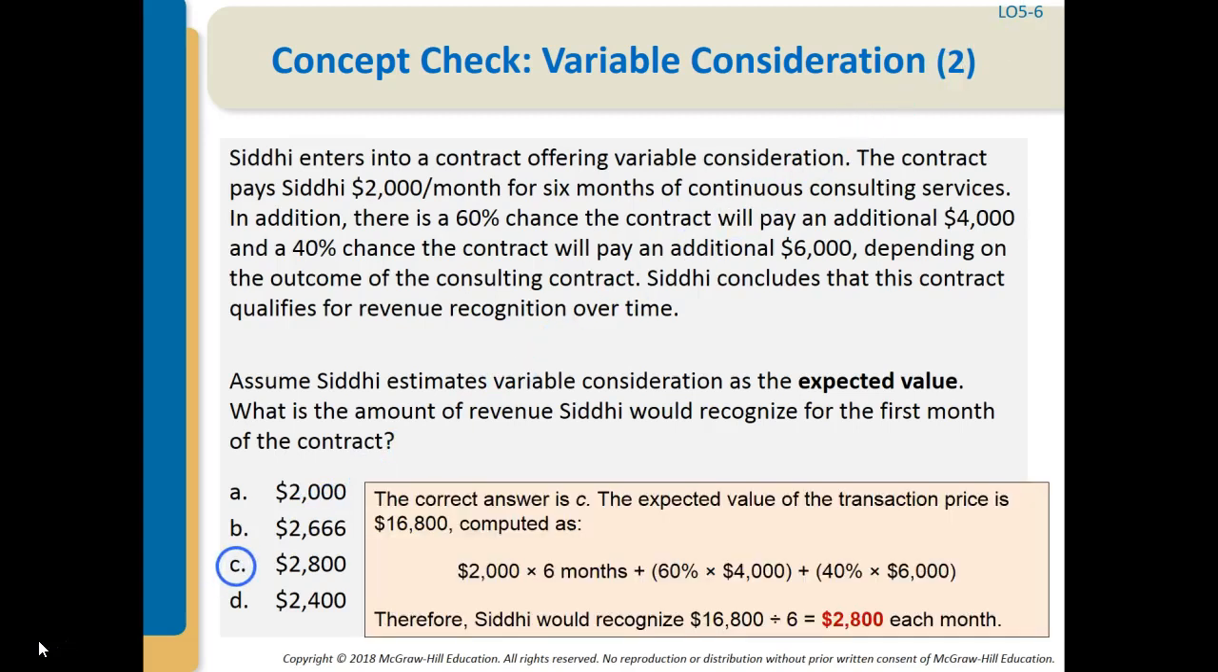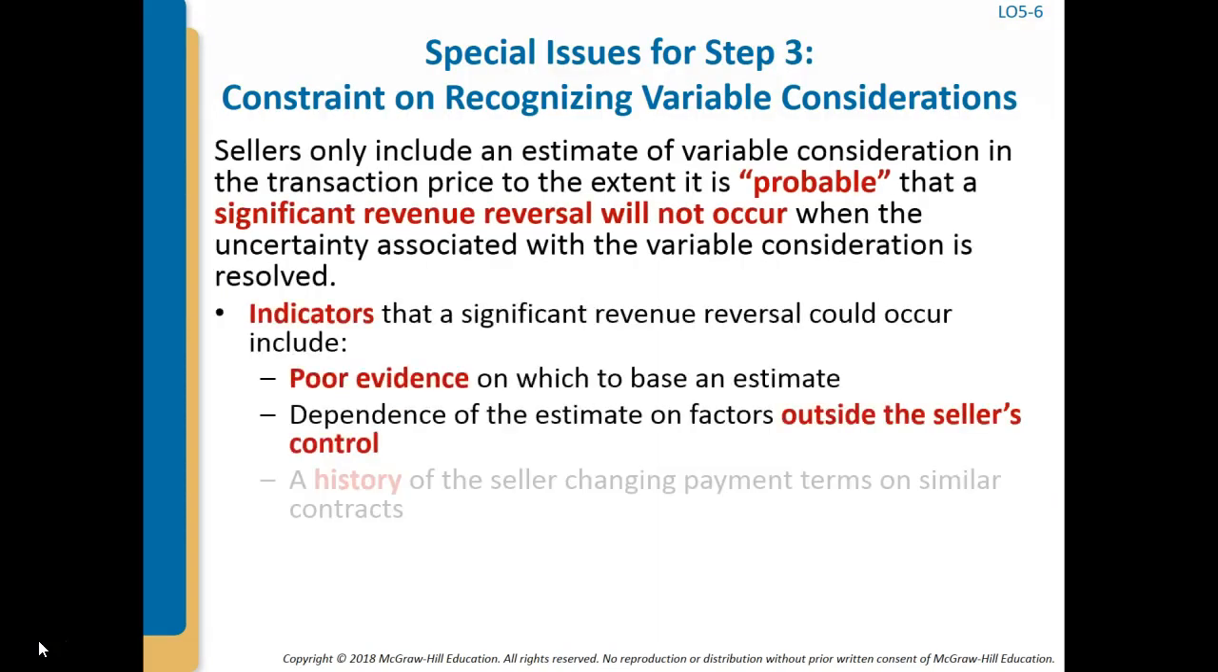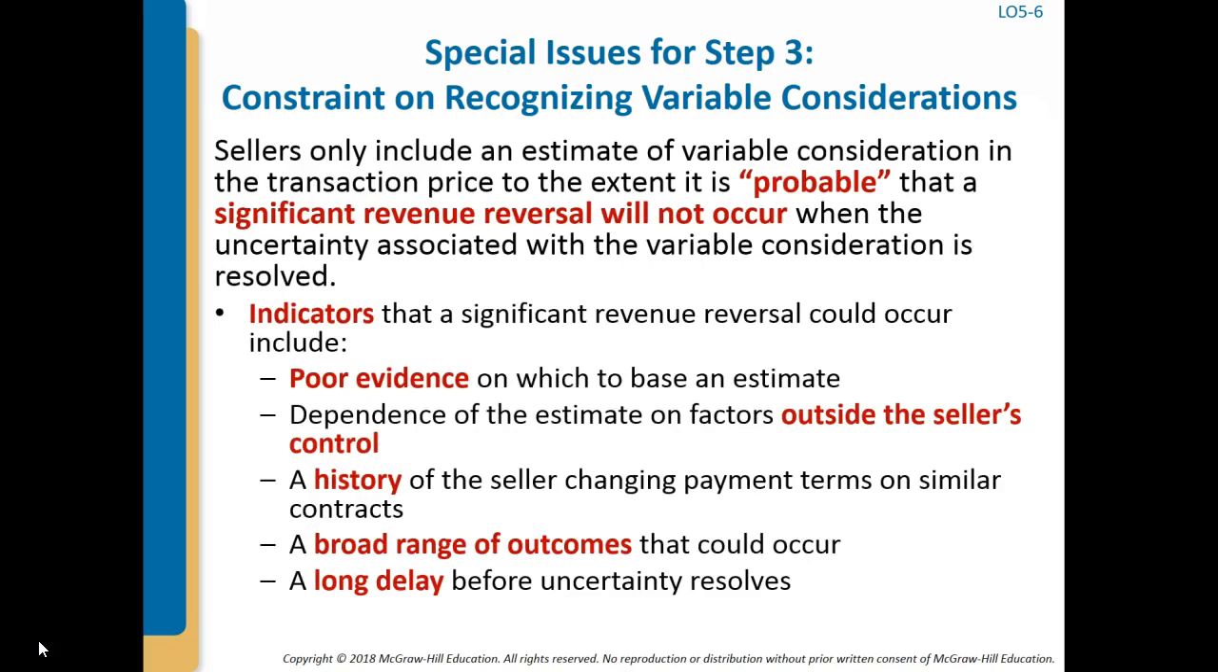Well, what we would do in this case is we would take $2,000 a month times 6 months, plus we would prorate the probability, 60% times $4,000 plus the 40% times $6,000. In this case, we would take $16,800 and divide that by 6 months to give us $2,800 each month. As you can see from our example, sellers record revenue based on their estimates of variable consideration to be received in the future.